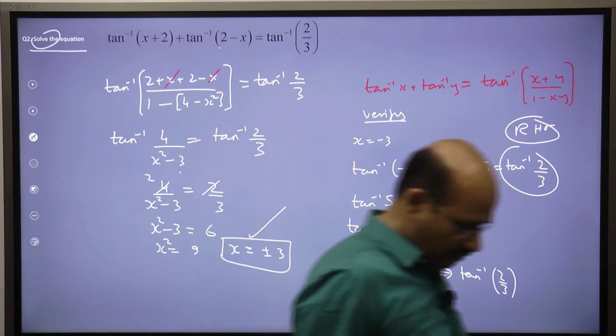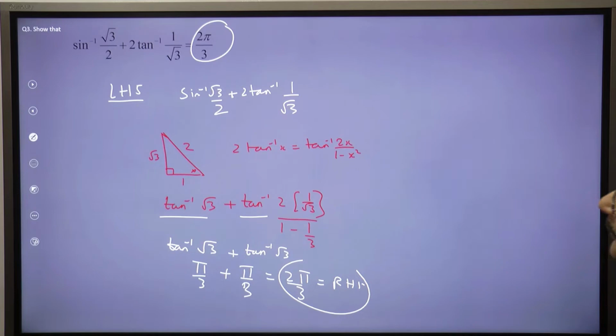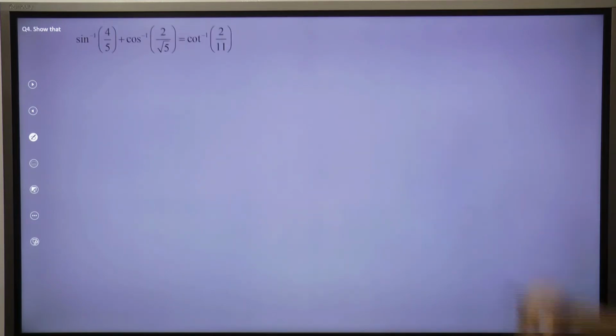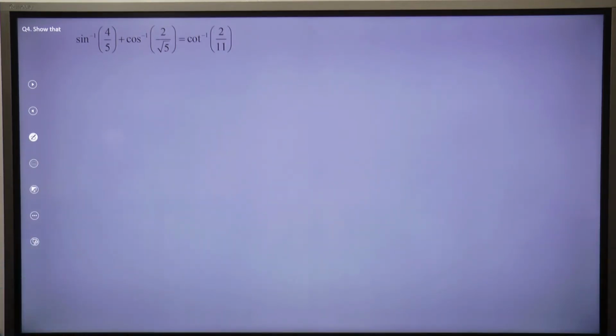Great. Next question. This was the first question we did, the second one and the third one. I know it's sum number 4 because the first one I missed actually, so we will take up that in the end. So sin inverse 4 by 5. So once again prove. Proving is nothing but sin inverse 4 by 5 plus cos inverse 2 by root 5 is equal to cos inverse 2 by 11.